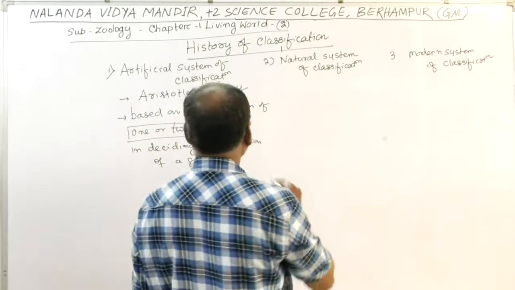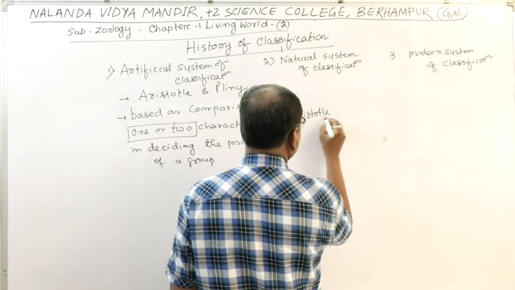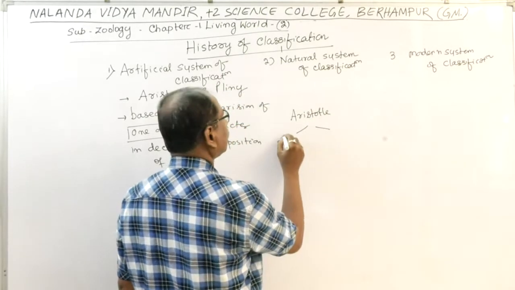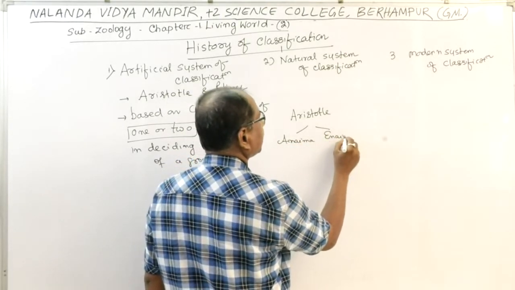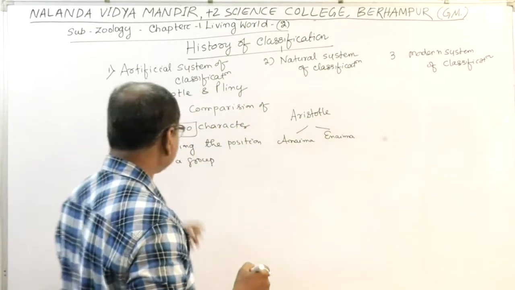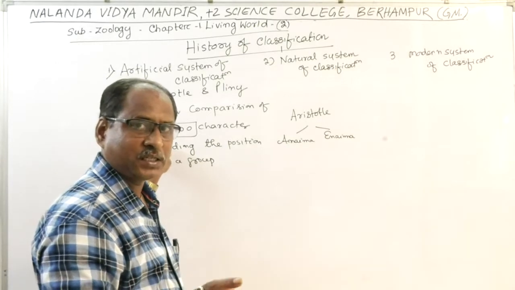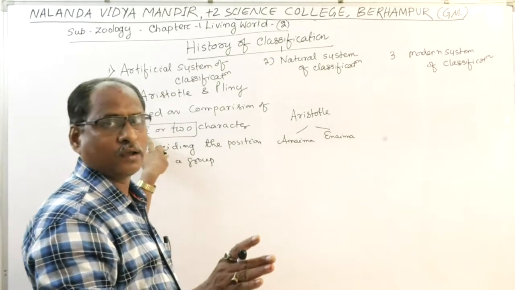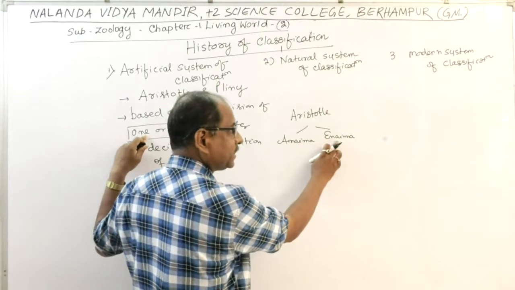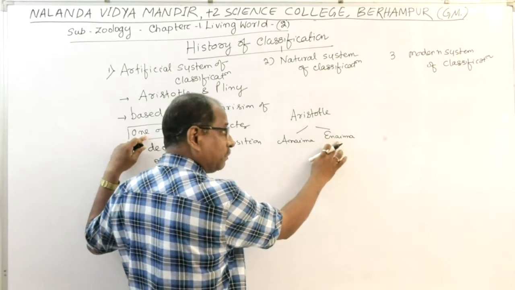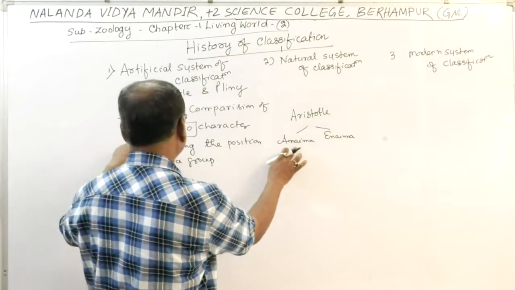Just like according to Aristotle, there are two different groups of animals. One is Enaima, the other one is Anaima, basing on one character, that is presence of RBC in blood or absence of RBC in blood. If RBC is present in blood, Enaima. If RBC is absent in blood, that is Anaima.